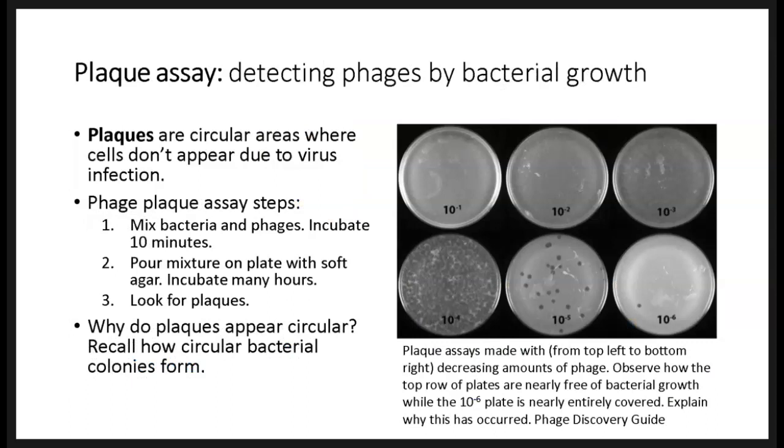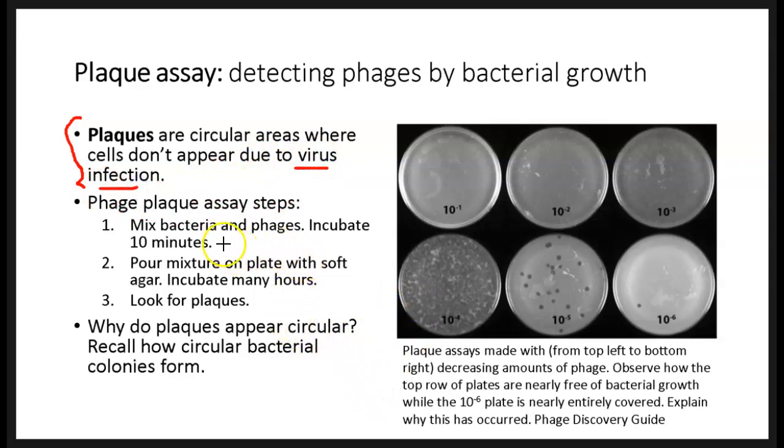So we're going to use this idea of looking for bacterial growth to do in phages what we call a plaque assay. The plaque assay is going to allow us to detect phages, which are too small to even see with a light microscope in the classroom, by looking at their effects on bacterial growth. Plaques are circular areas where cells don't appear that are specifically due to viral infection.